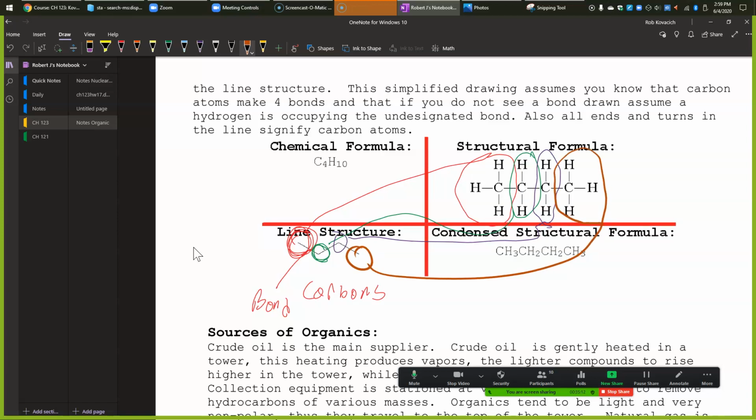So if I draw something like this, are we all seeing that line structure there? How many carbons does this thing have? 1, 2, 3, 4, 5. All of the ends are carbon and all of the turns are carbons.